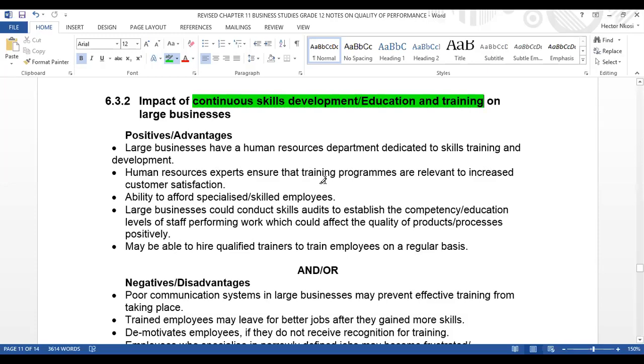So these trainings that you are attending, even me as a teacher, I still attend trainings on how to teach, new topics that are introduced, how to approach a certain topic in a certain chapter for a specific subject. So it's very important to understand that. Then, the ability to afford specialized or skilled employees. Remember, the more you go for these continuous skills trainings, the more you're going to be able to afford to have skilled employees. Very, very important, right?